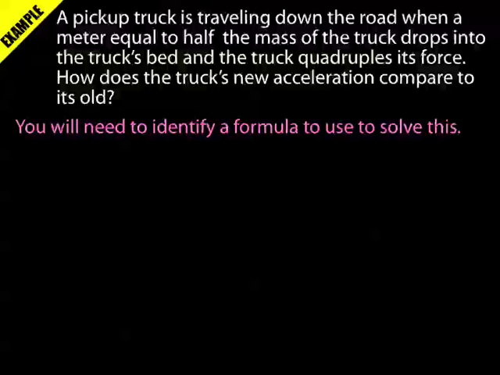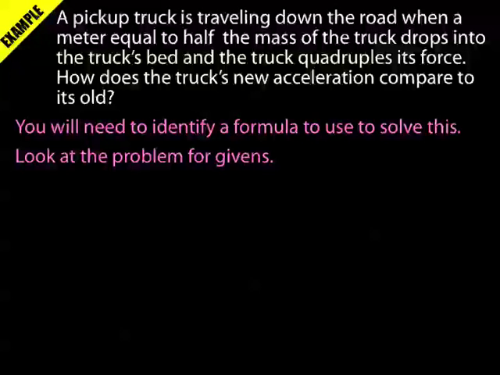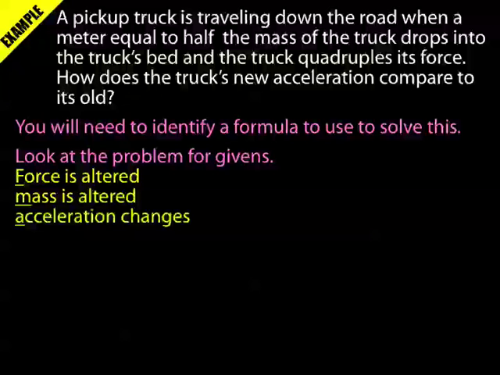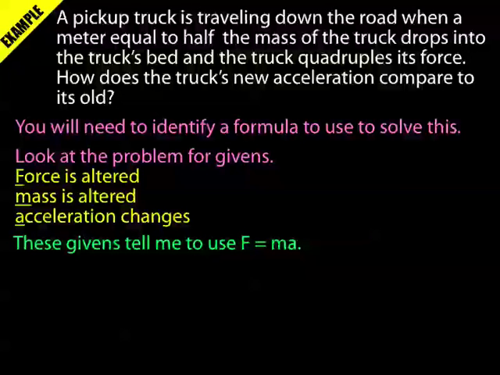First off, we've got to figure out which formula to use to solve this. In this case, we're just starting off real easy and there's only one possible formula we could use. But what we normally do is we look at what we have and what's changed. So we're going to look at the problem for our givens. So now the force is altered, and the acceleration changes. That's what we're trying to figure out, is how the acceleration changes. So these givens tell us we're going to have to use the formula F equals ma. In future units, you're going to have to choose which formula to use, but for right now, it's nice and simple, just one to go with. So we're going to start with F equals ma.